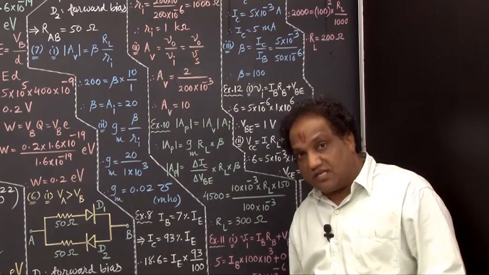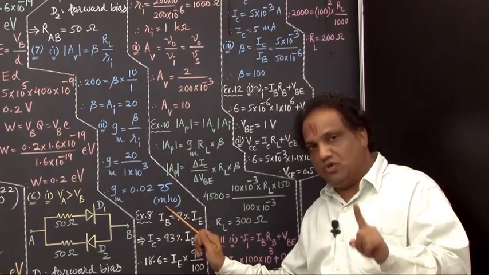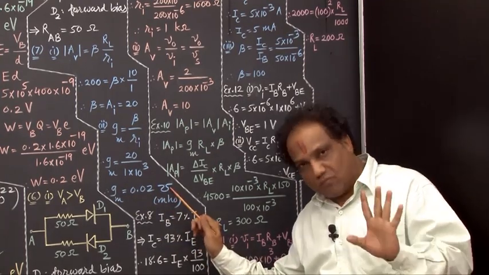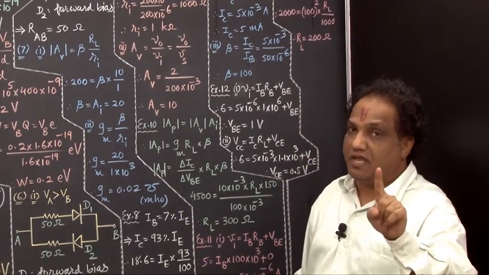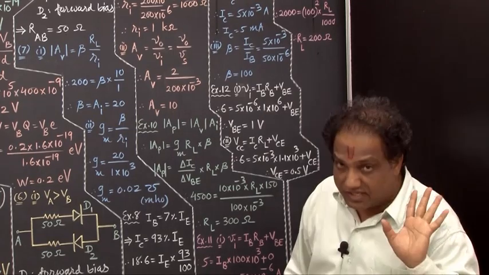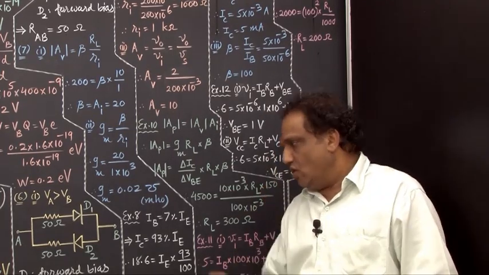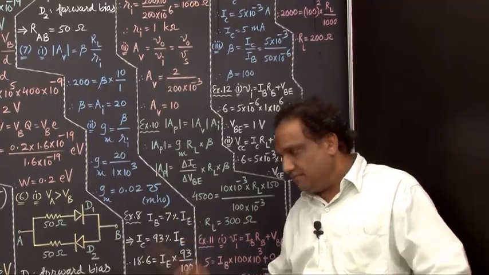Unit of transconductance is mho. You may write MHO or you may put this symbol. And SI unit of transconductance is Siemen. For Siemen, the symbol is capital S. Okay. Either you write Siemen or you write mho, one and the same thing. Okay. Now read number 8.